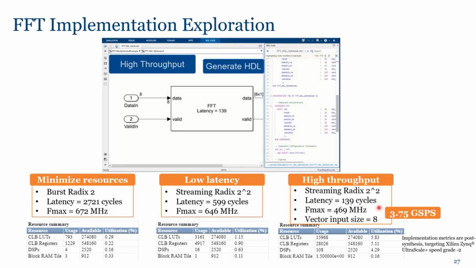Here we start processing a parallel vector input size of 8. So that's an example of what you could have with DSP HDL.